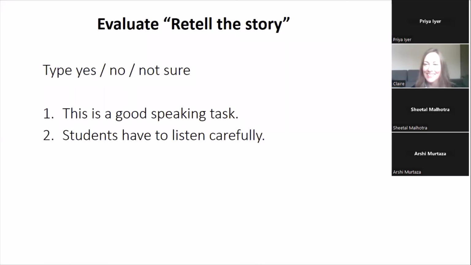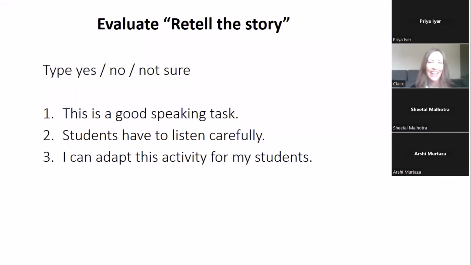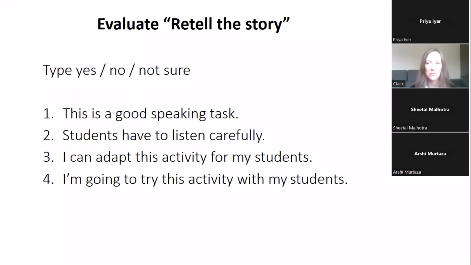Do they have to listen? They do. They have to listen very carefully to you. It can be used with different pictures, different stories, any listening, any reading. And I wonder if anyone will try it.